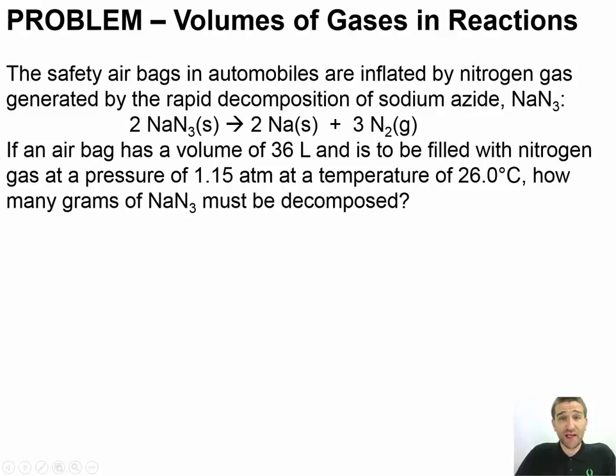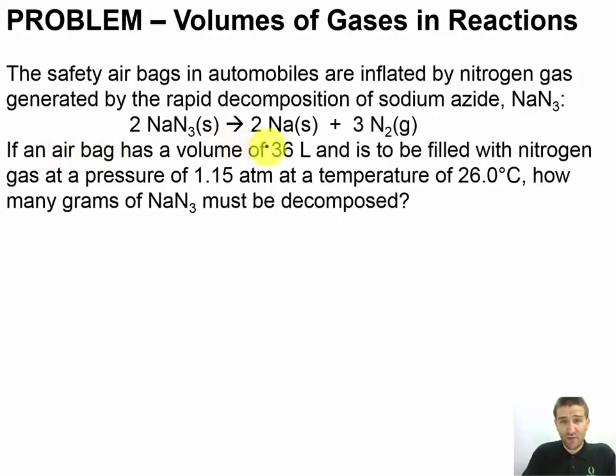Now in this video we're going to relate some stoichiometry to our ideal gas law. So let's look at the setup for it, then you'll pause and try. This is my balanced chemical reaction for the decomposition of sodium azide, NaN3. We start out with 2 moles of the solid, which gives us 2 moles of the metal and 3 moles of the nitrogen gas.